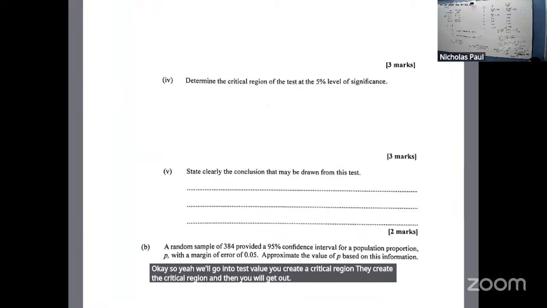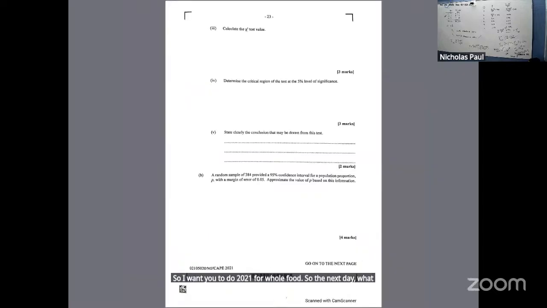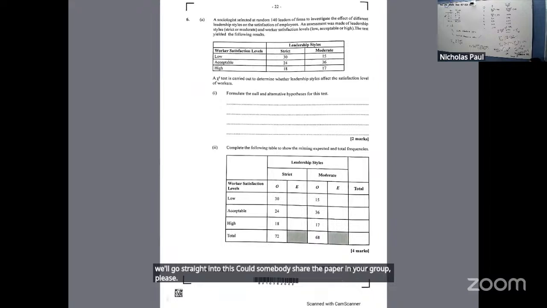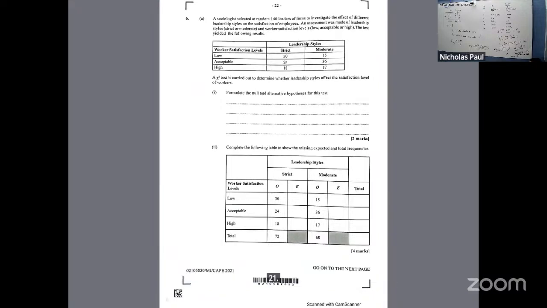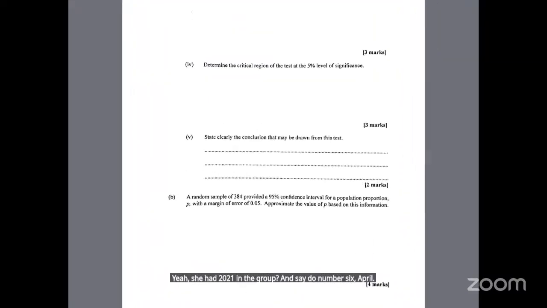So I want you to do 2021 for homework. Next day, we'll go straight into this. Could somebody share the paper in the group, please? Share 2021 in the group and say do number 6A for homework. Please do it, the entire question 6. Yes, number 6A in the paper. Please do it. God is watching you.